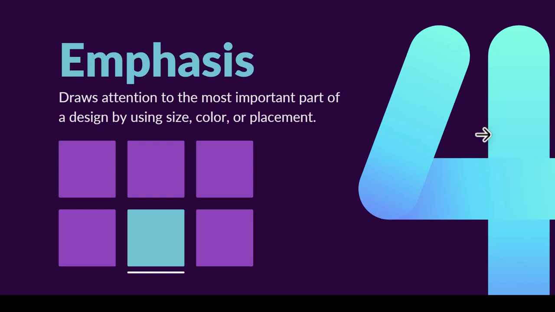And we have emphasis. Emphasis draws attention. It's more like contrast as well. It creates an emphasis and a visual interest on an element. As you can see, this is used to draw attention to the most important part of a design by using size, color, or placement. Here you can use a bigger size of something just to emphasize that. For instance, the title of your book can be bigger than the other parts of the design. Why? Because that is your emphasis. You want to create an emphasis there.